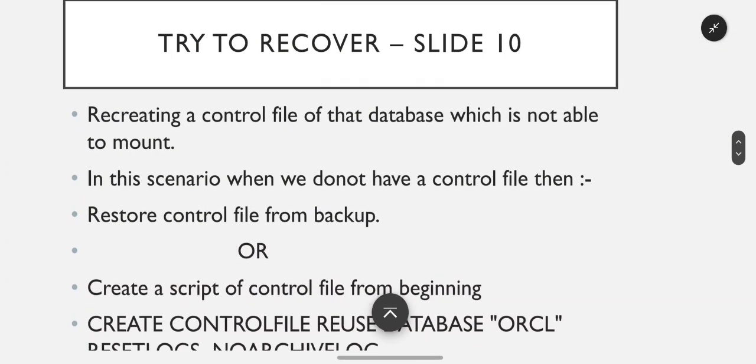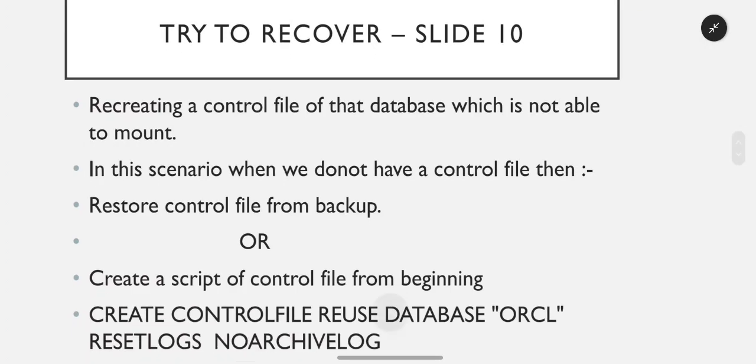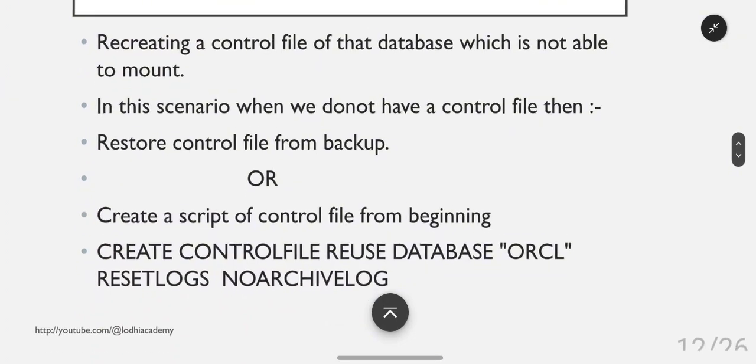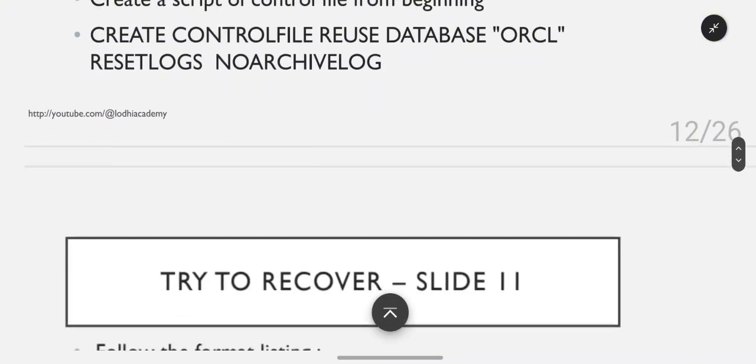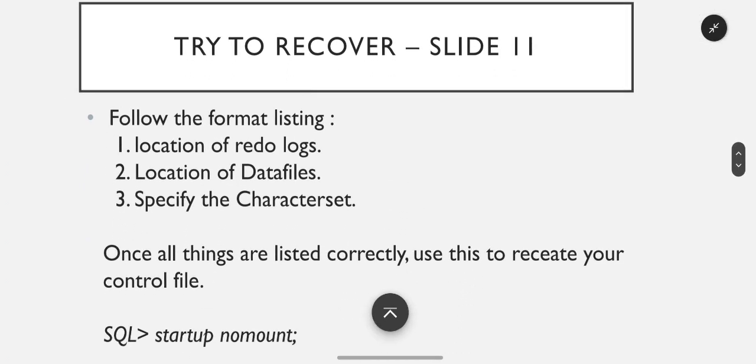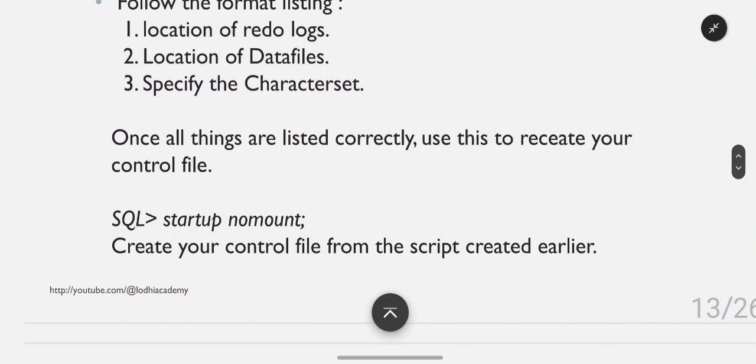Recreating a control file of a database which is not able to mount. In this scenario, when we do not have a control file, then restore the control file from backup or create a script of the control file from the beginning, like CREATE CONTROLFILE REUSE DATABASE SID and RESETLOGS NOARCHIVELOG. Follow the format, listing the location of the redo logs, location of data files, and specify the character set, same command as mentioned earlier. You can go up and you can see. Once all are listed correctly, use this to recreate your control file.